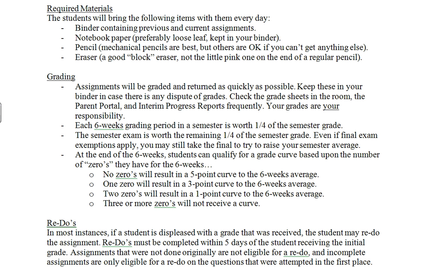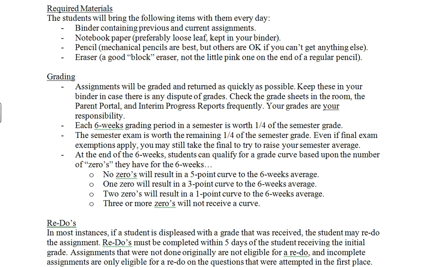At the end of each 6 weeks, students can qualify for a grade curve in my class based upon the number of zeros you have for the 6 weeks. As you can see there, if you make it through the 6 weeks and don't have any zeros, I'm going to give you 5 points on your average. If you only have 1 zero, I'm going to give you 3 points. If you have 2 zeros, I'm going to give you 1 point. If you have more than 2 zeros, I'm not going to give you anything at all.